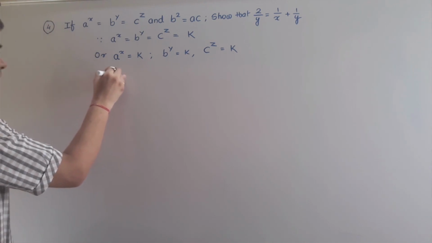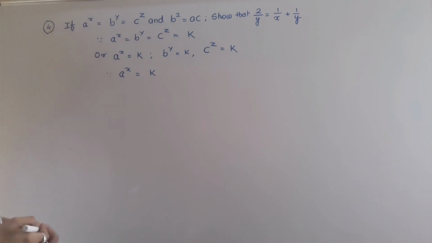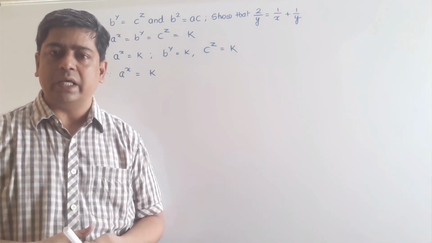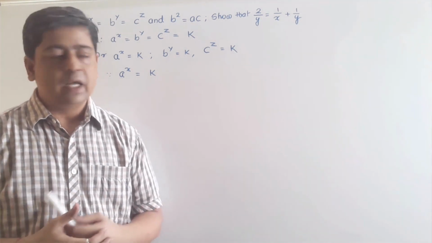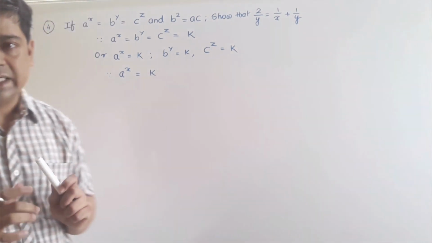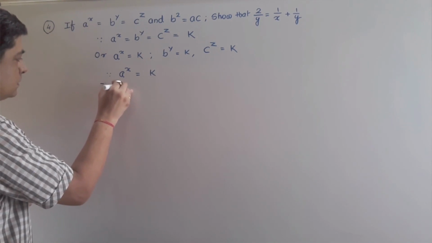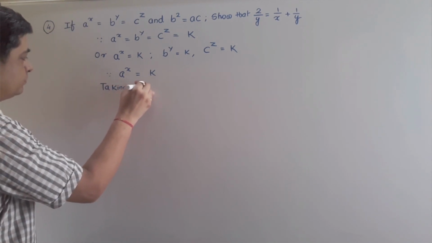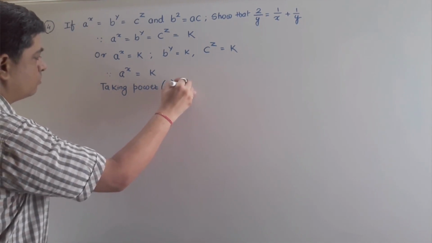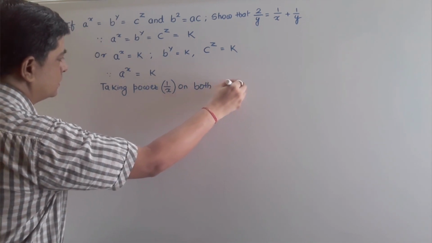Since we have a to the power x is equal to k, as I have done squaring on both the sides in the last question, in some of the questions we have done squaring, or cubing also, same way here I am taking the power 1 upon x on both sides. On both the sides I am taking this power.